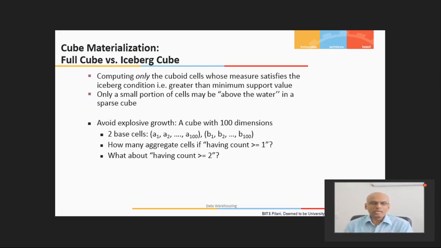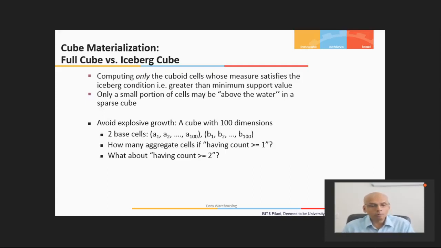So now let's look at an extreme situation. You have a database with a dimensional model which has 100 dimensions. But what you notice is that there are only 2 base cells with respect to those dimensions. So only 2 combinations have values. A1 to A100 is one record, and B1 to B100, representing again the 100 dimensions, is another record.